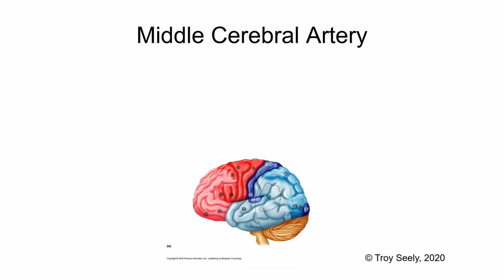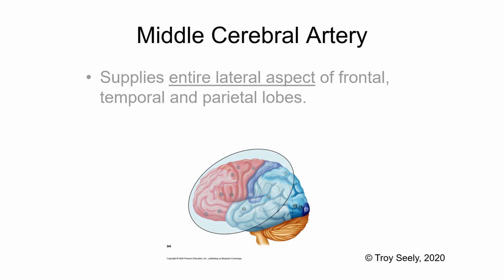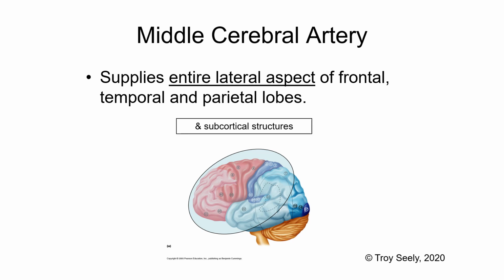So if we look at the middle cerebral artery and where it supplies towards the brain, it supplies the entire lateral aspect of the frontal, temporal, and parietal lobes. So it covers a fairly large area. There's also some subcortical structures that it will also cover. These are structures that are within the brain, not on the surface.